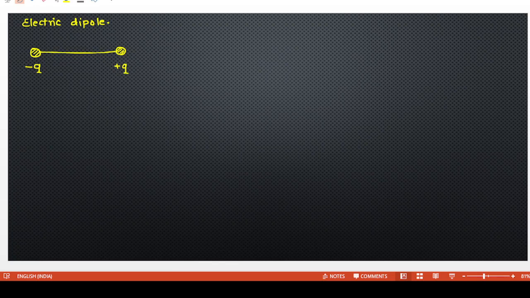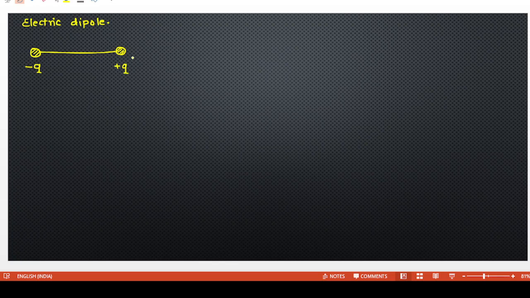Underline, every dipole has a characteristic property called dipole moment. For every dipole, we are going to calculate the electric dipole moment, or simply dipole moment. Underline, it is defined as the product of magnitude of either charge and separation between the charges. Underline, dipole moment is a vector quantity and conventionally its direction is from negative pole to positive pole. Okay, all these things are important.